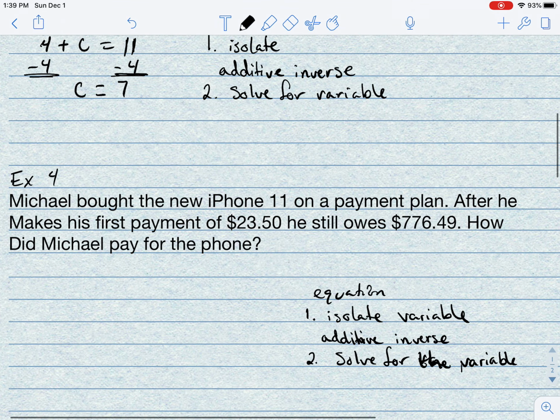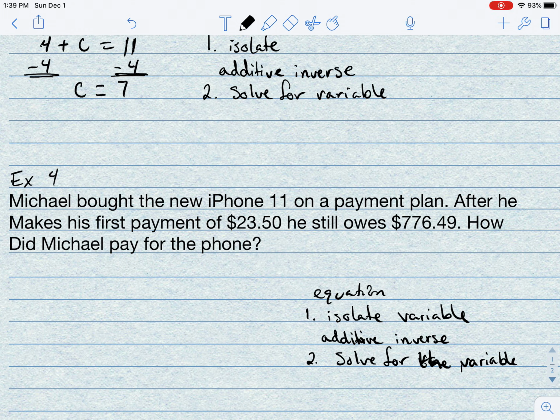Okay. So now we have a story problem. So Michael bought a new iPhone 11 on a payment plan. After he makes his first payment of $23.50, he still owes $776.49. How much did Michael pay? Oops, that should be how much did Michael pay for the phone?